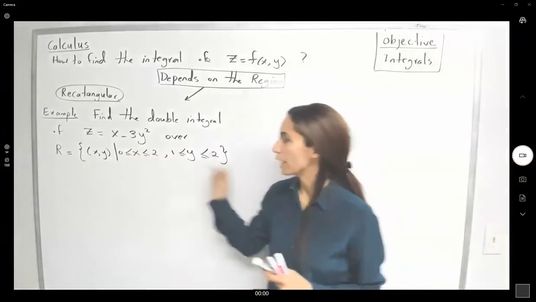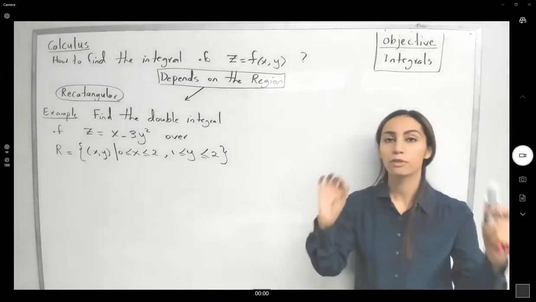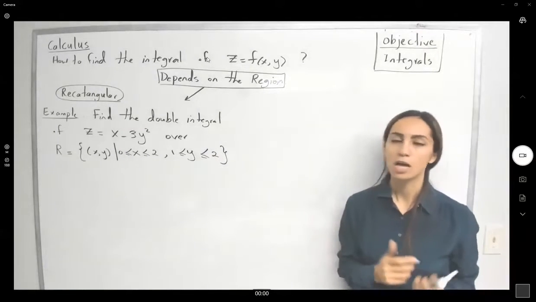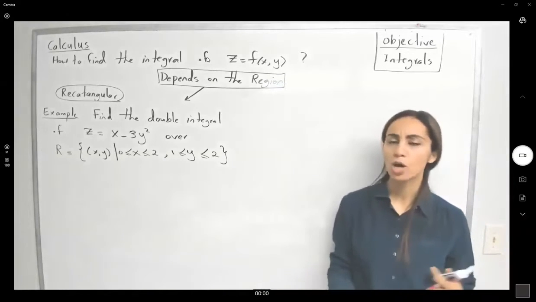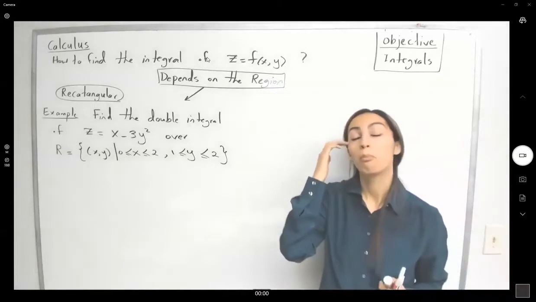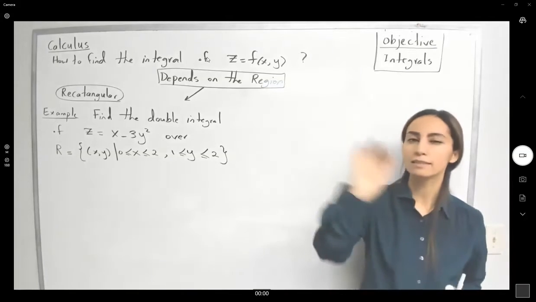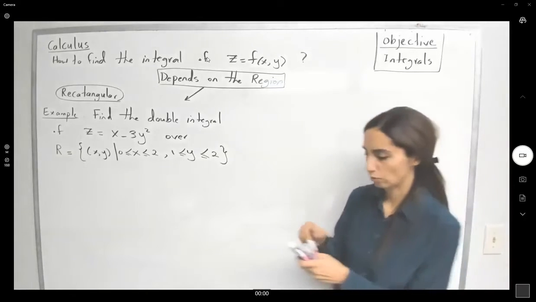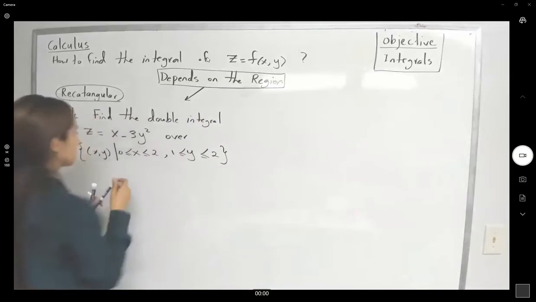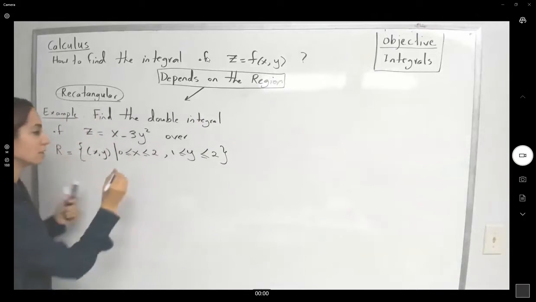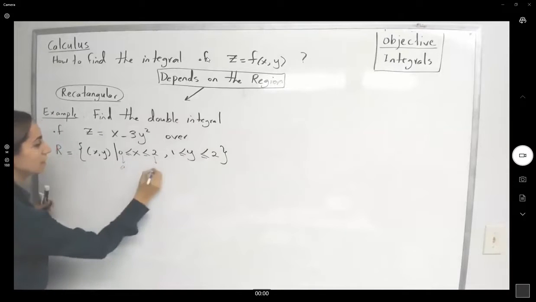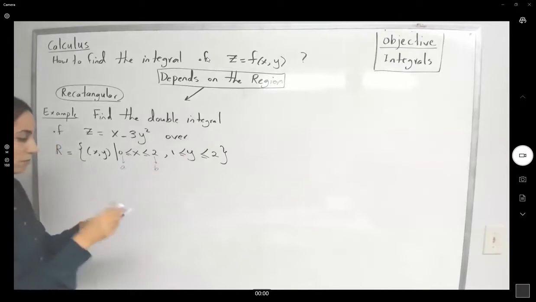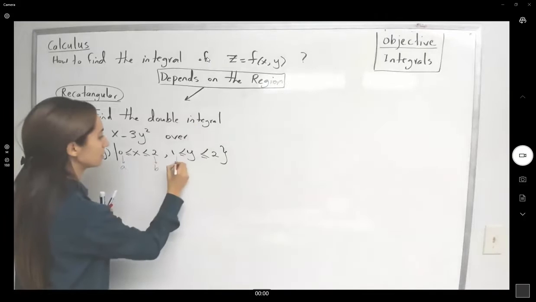The boundaries for x and y are both fixed numbers. It doesn't matter if you take the integral with respect to x first or with respect to y. Both of them give you the exact same number. I'm going to use different colors. This is my a and b, and these are my c and d.